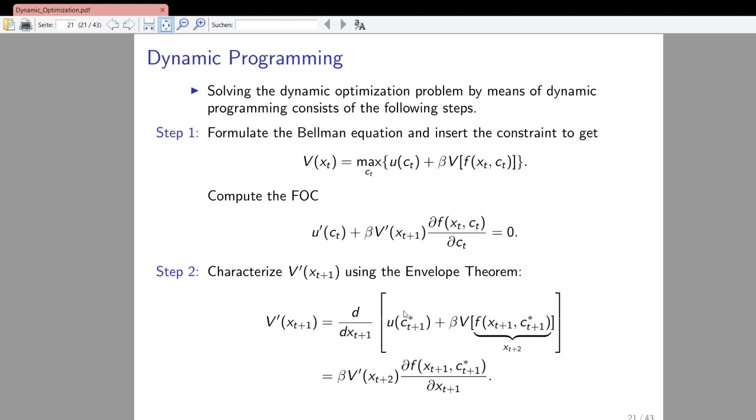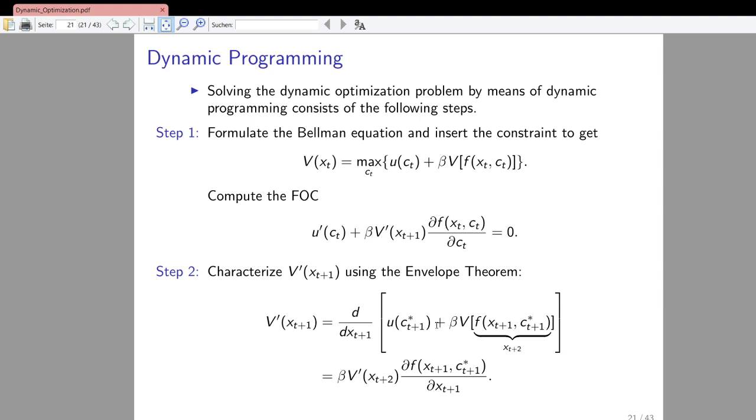So we already have the optimal consumption choice. Now, since we have the optimal consumption choice already, we know from the envelope theorem that only the direct effect of a change in x_{t+1} matters. Although an individual would re-optimize and slightly change consumption at time t+1, this is of second order importance such that we can ignore this term.